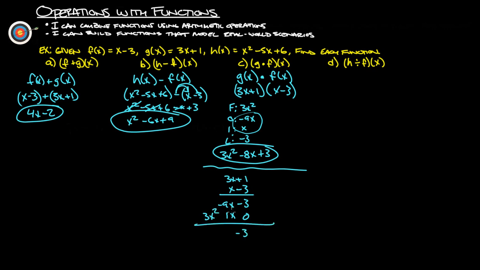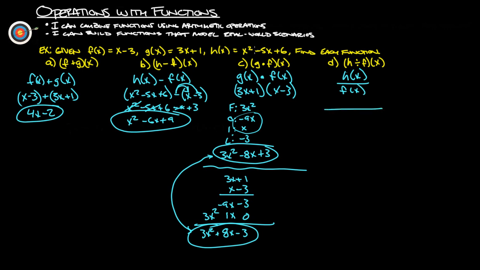So that's negative 3, negative 9x and 1x is negative 8x, and then we also have 3x squared. Note that these two are the exact same thing, so either one of those ways, whatever floats your boat. Okay, and then part D, h divided by f of x. So that's going to be h of x over f of x. In this case, h of x is x squared minus 5x plus 6, and f of x is x minus 3.